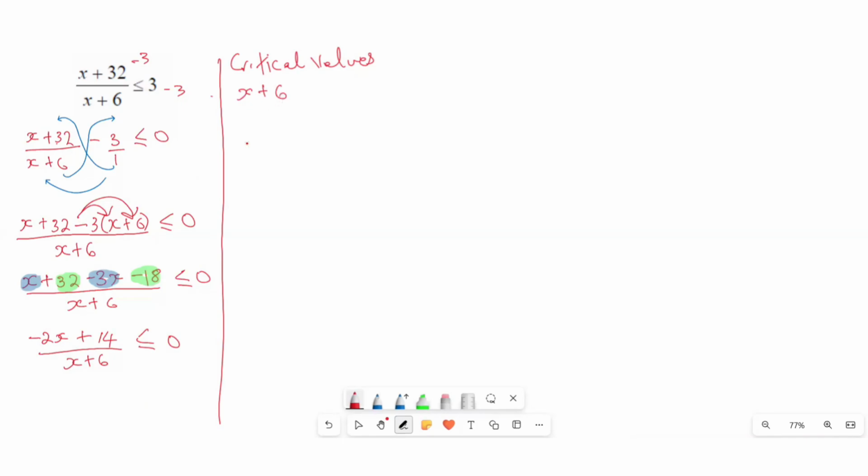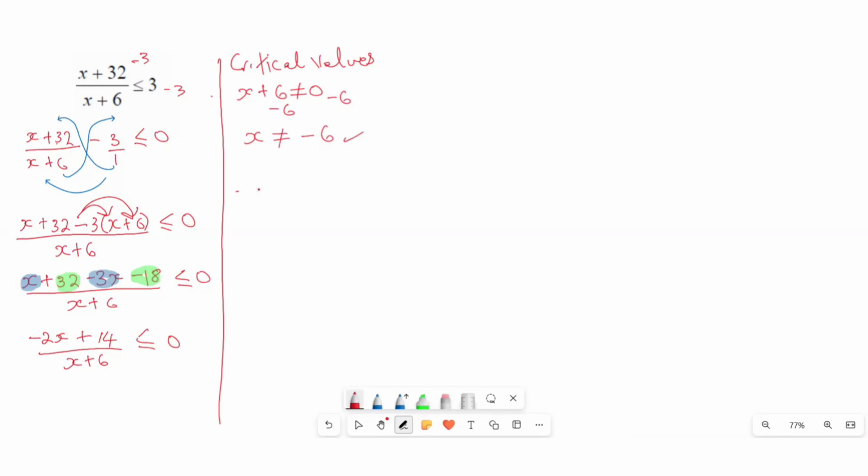Now, to ensure that this is defined, this cannot equal 0. So let us subtract 6 from both sides to find what is that number that will make this function undefined. So x cannot be negative 6, and we're going to have to keep that in our minds, okay? So this is one critical value.